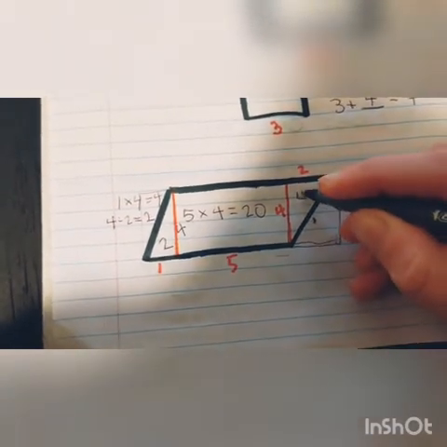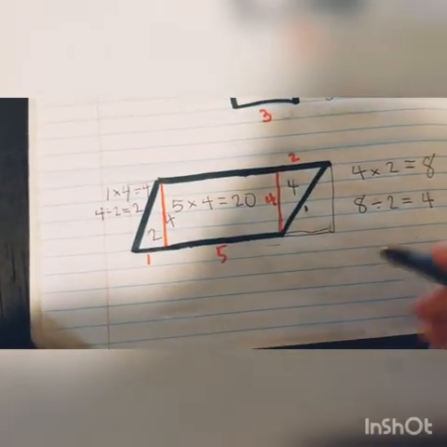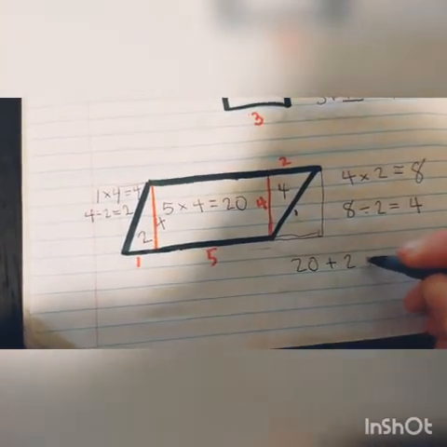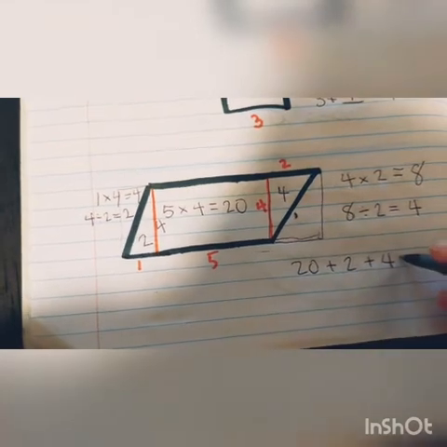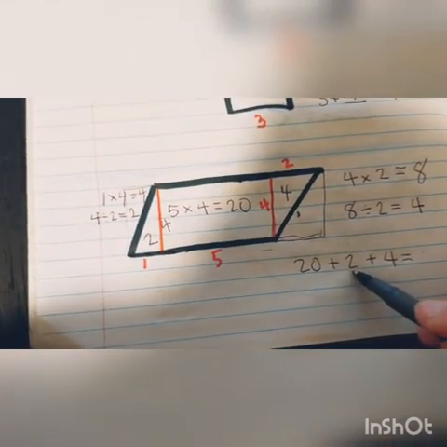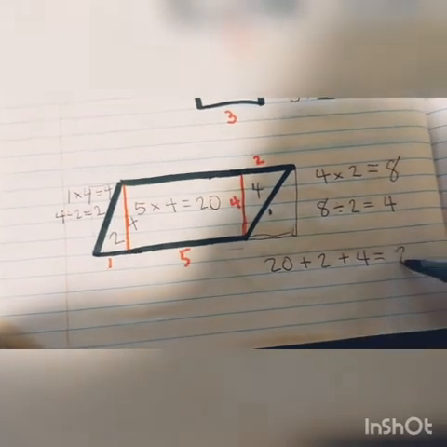So this is 4. So last step, we're going to add our areas together. So we have 20 for the rectangle, 2 for one triangle, 4 for the other triangle, for an area of 20 plus 2 is 22, plus 4 is 26.